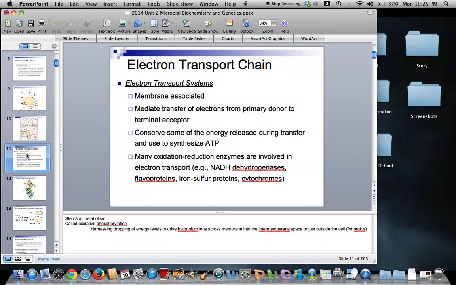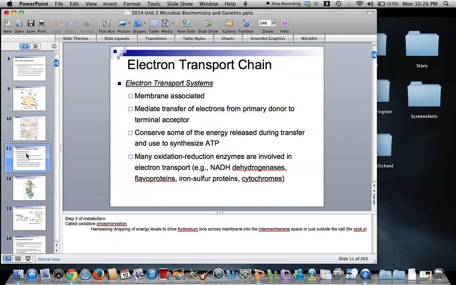The mediation of electrons from primary donor to terminal acceptor, so it goes through a series of proteins that will pump protons either into the intermembrane space in eukaryotes in the mitochondria, or just outside of the cell membrane in bacteria. I guess prokarya more appropriately. Conserve some of the energy released during transfer and used to synthesize ATP. Okay, that's what I just talked about.